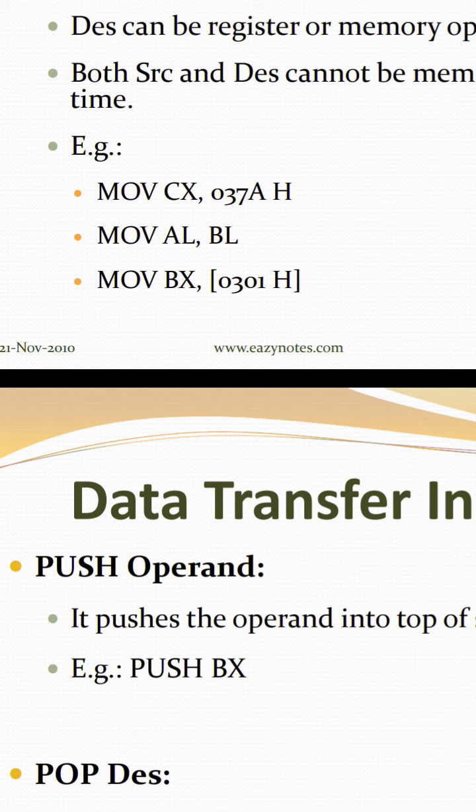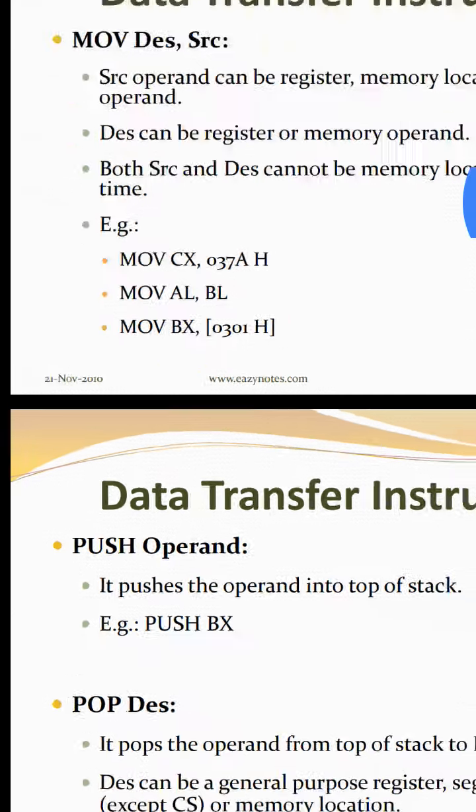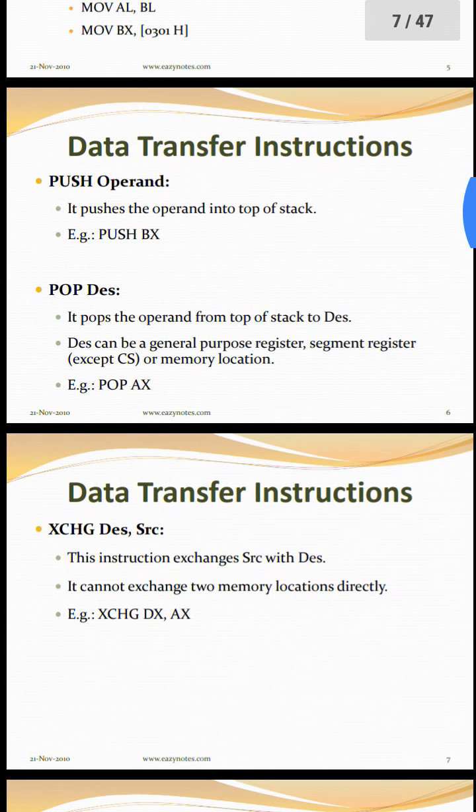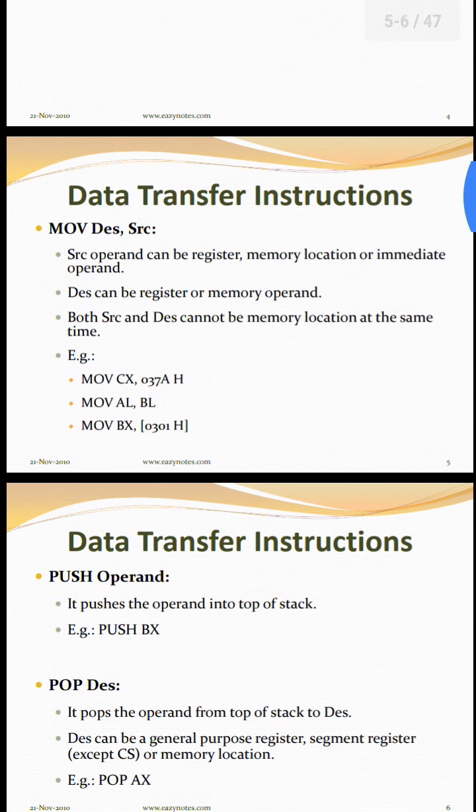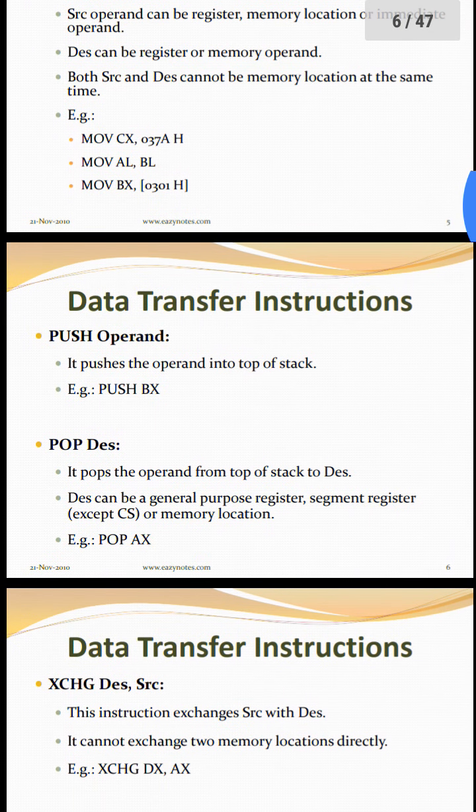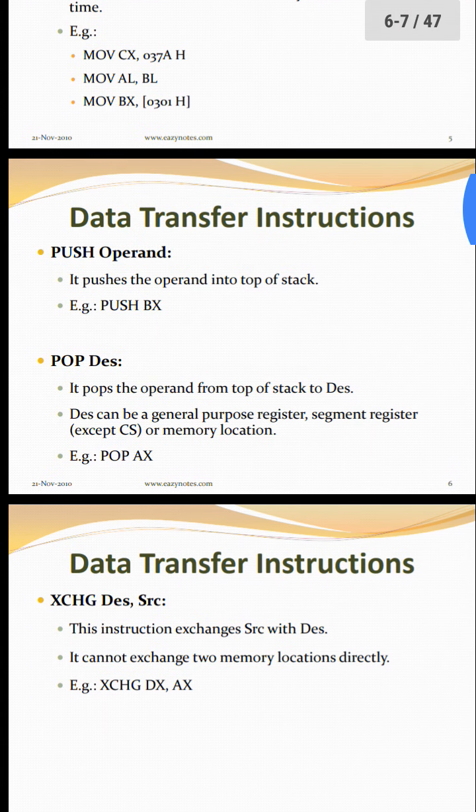Next is MOV BX comma 0301H. 0301H is the memory location where some data has been stored. That data is copied into the BX register. This MOV instruction that we have seen is a very common instruction, and immediate addressing, register addressing, direct addressing, any of these modes can be used by the MOV instruction.